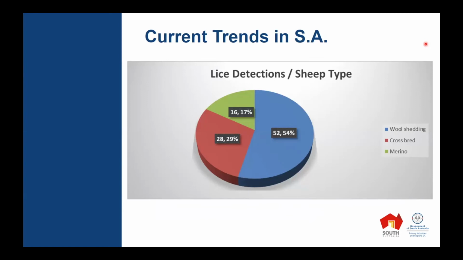So just looking at the detections we've had for lice in the last financial year, because this demonstrates the trend currently, you can see there that our merino sheep only account for 17% of our detections. That's obviously breeders where wool is of significant value, and so they're observing sheep and treating when appropriate. Crossbreds, 29%, but the blue sector here is what's really changed over the last 3 or 4 years, in that the majority of our detections are occurring in the wool shedding breeds.